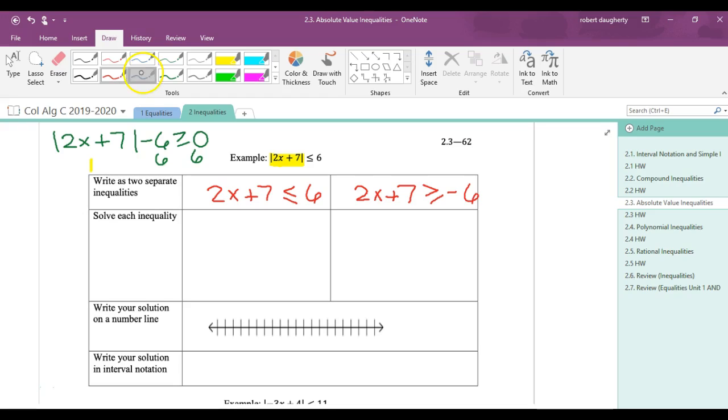So what's the first step here? Subtract 7 from both sides. So I get 2x is less than or equal to -1. Then what? Divide by 2. And I get x is less than or equal to -1/2.